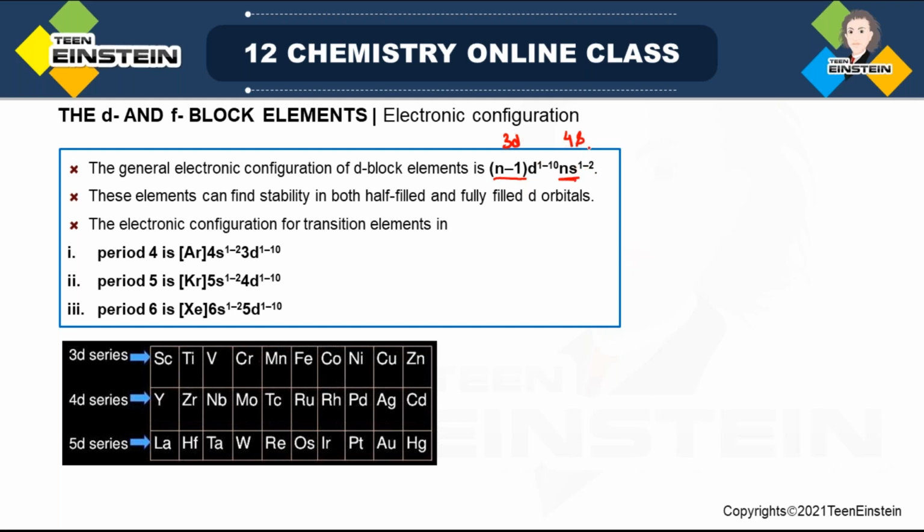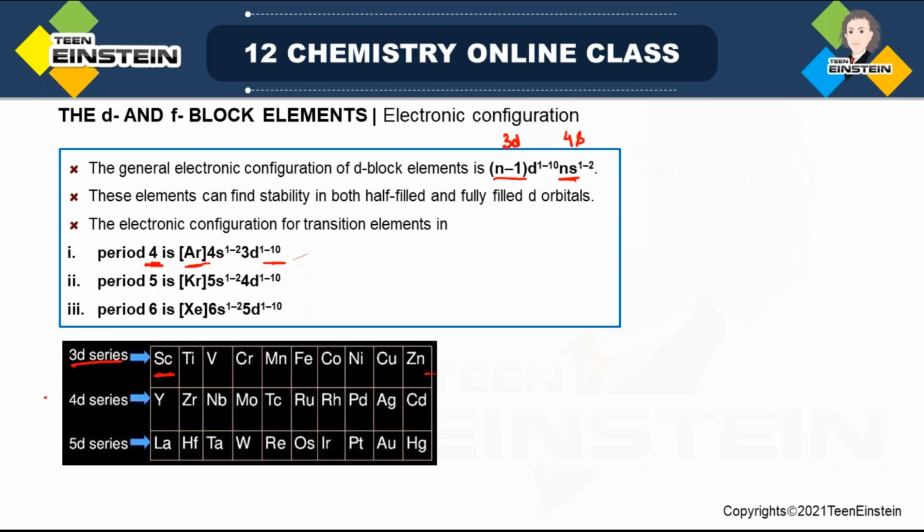4s, then 5s, then 6s. So if it is 6s, it will be 5d. Now individually, if we see the fourth period after argon configuration, because the previous period, which is the third period, ends at argon, atomic number 18. After that, it will be 4s1 to 2, 3d1 to 10. So this is for the first transition series, also called the 3d series, scandium up to Zn.